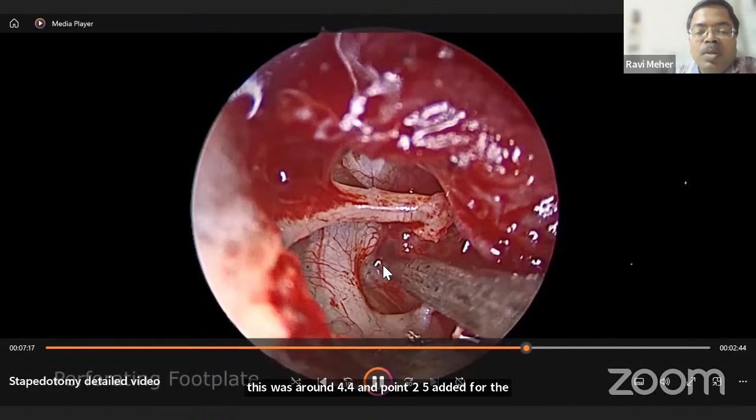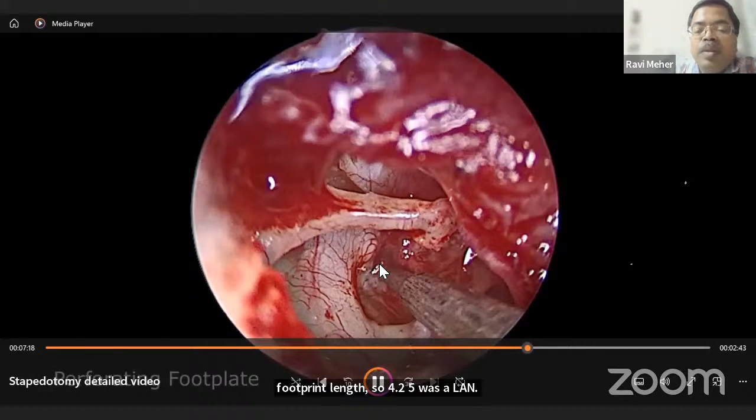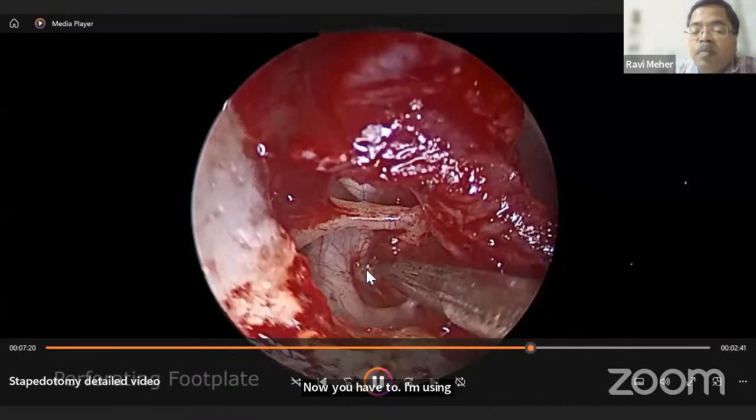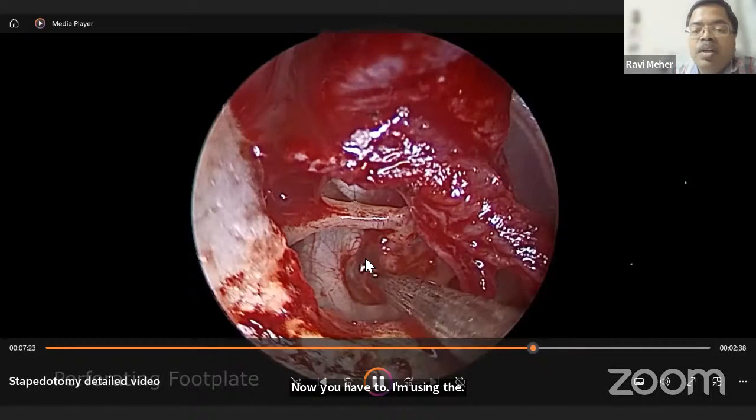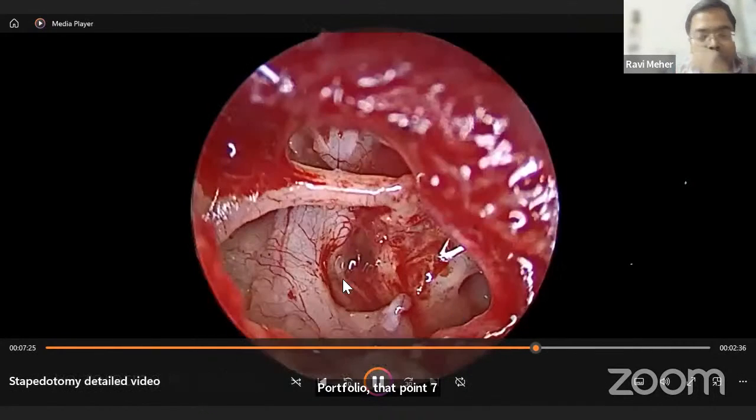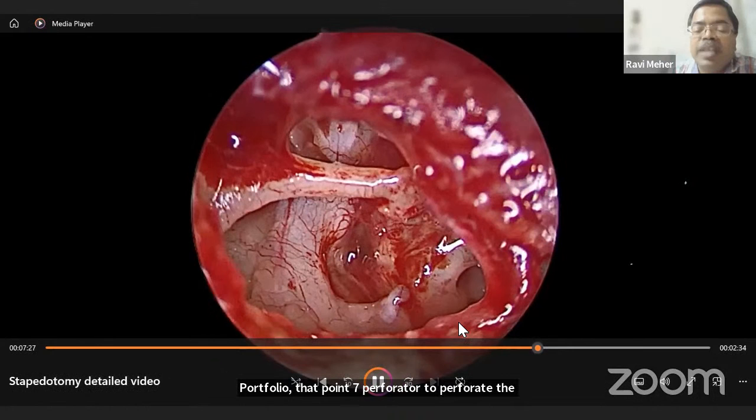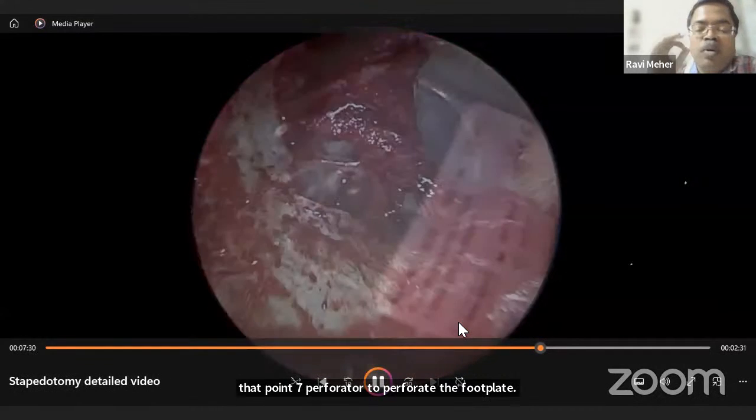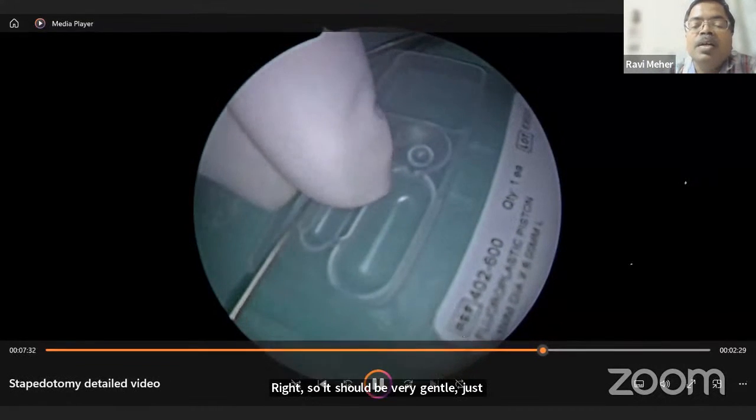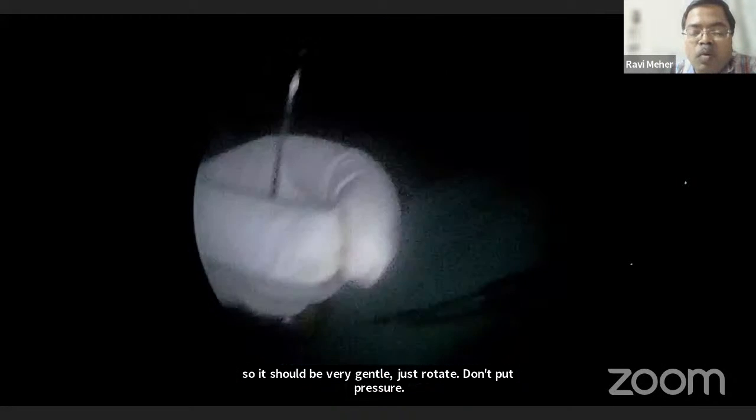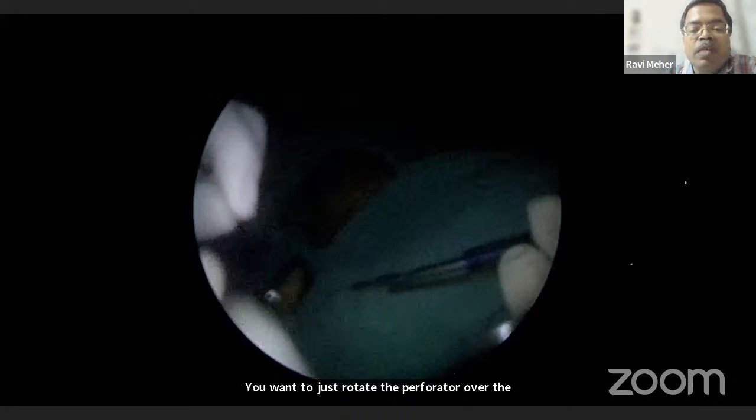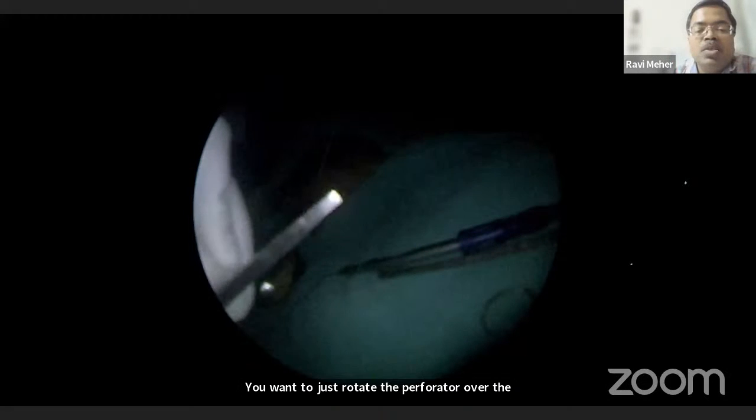Now I'm using a 0.7 mm perforator to perforate the foot plate, right? So it should be very gentle. Just rotate, don't put pressure. You have to just rotate the perforator over the foot plate, and it will just give way, right?